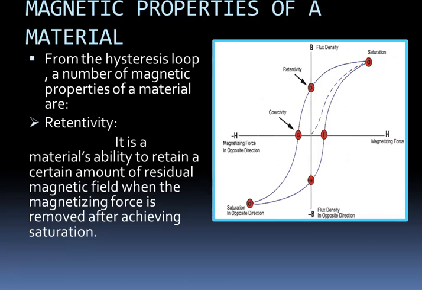Now, after discussing the formation of the hysteresis loop, a question arises in our mind: what are the magnetic properties of a material from the hysteresis loop? So let's discuss them. From the hysteresis loop, a number of magnetic properties of a material are: first one is retentivity. It is a material's ability to retain a certain amount of residual magnetic field when the magnetizing force is removed after achieving saturation, and this retentivity is basically represented by point small b on the curve along the y-axis.